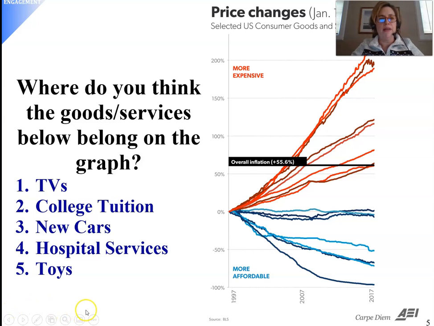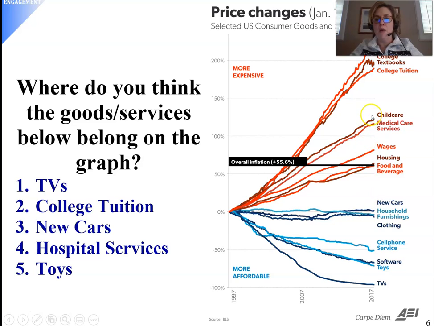So where do you think each of these goods and services would belong on this graph? This graph shows price changes from 1997 to 2017. So no surprise here that the cost of health care and college tuition and textbooks have outpaced all other inflation related to these other goods.